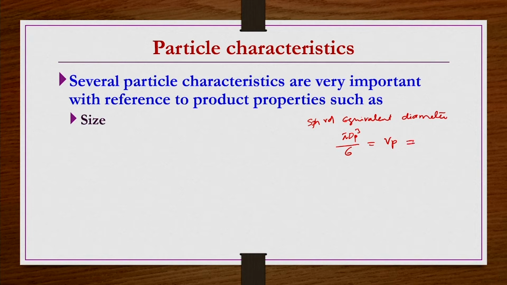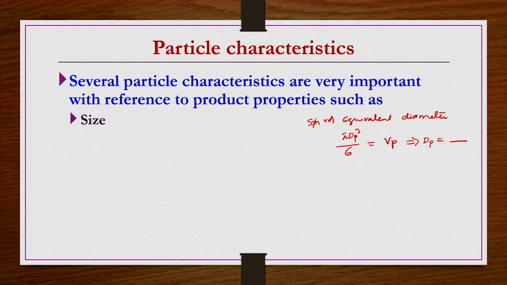Then from here, whatever Vp, the volume of the particle, you calculate that and equate it to the volume of a spherical particle of size dp. Dp is the nominal size or equivalent diameter of the particle. So, whatever dp you get, that is the nominal diameter. This diameter is nothing but the sphere volume equivalent diameter.